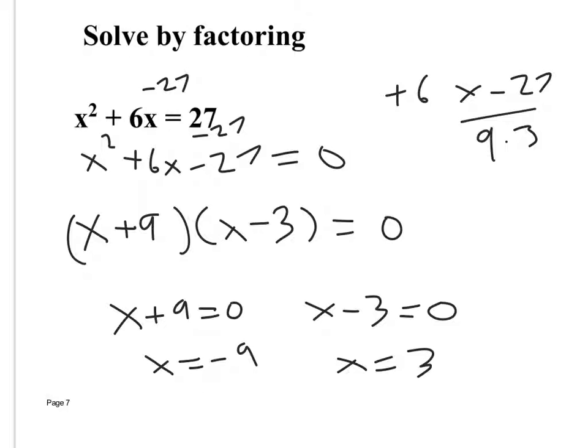You should always check. Always check. So let's plug in negative 9 up here for x. Negative 9 times negative 9 is 81. And then negative 9 times 6 is negative 54. 81 minus 54 is 27, which, hey, negative 9 works. Then I try 3. 3 squared is 9. And 6 times 3 is 18. Kyle, what's 9 plus 18? 27. Alright, so there's my two numbers, 3 and negative 9.